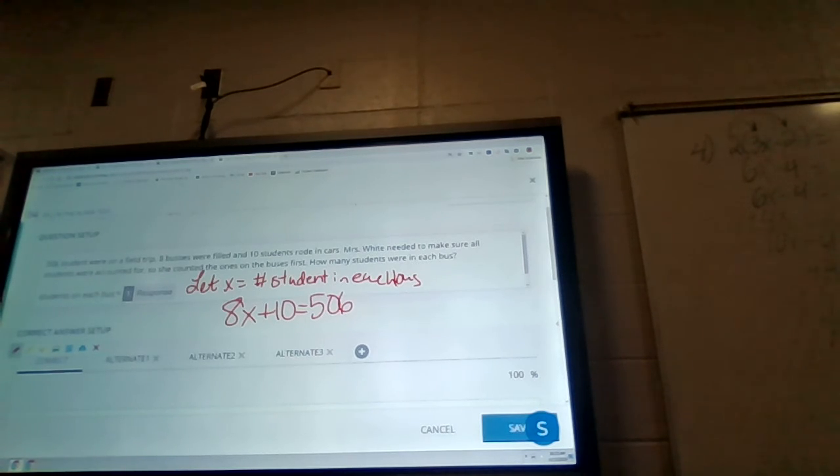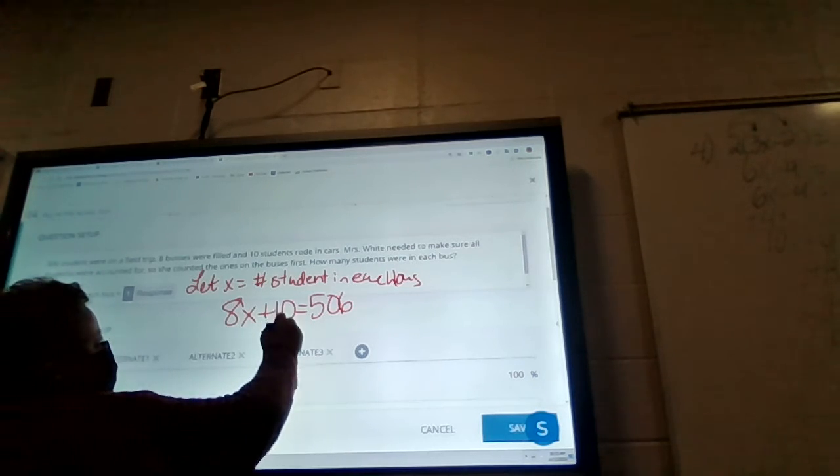Now, I had to think about this one a little while. So we had 8 buses with X students in each bus, then plus the 10 students that were in cars, which is probably me because my mom went on all field trips. And that's equal to 506.